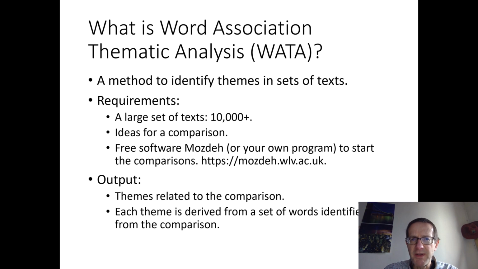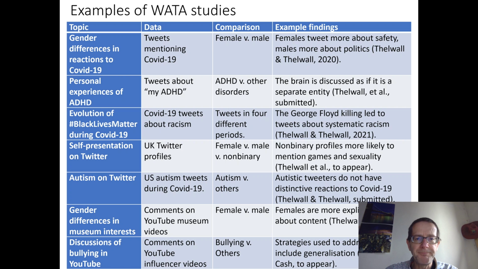And the output of a word association thematic analysis is a set of themes related to the comparison that you're making within your text. And each theme is derived from a set of words identified from the comparison you're making, using a combination of computer steps and human steps. So we'll walk through the different types of step.